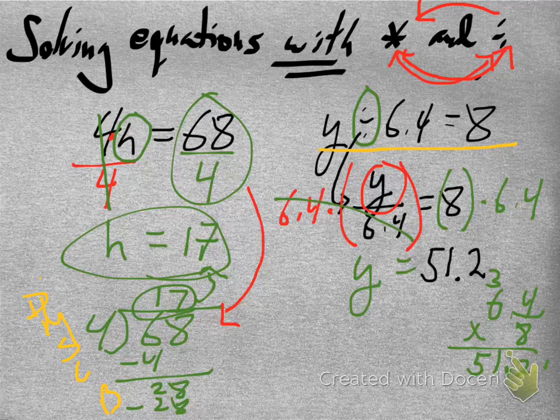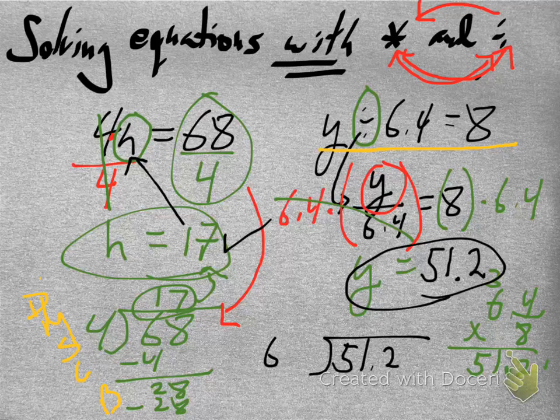And if I want to check it specifically, let's go ahead and show the check. I could go ahead and take 51.2, divide it by 6.4, move the decimals, the whole 9 yards, and sure enough, it goes in exactly 8 times.